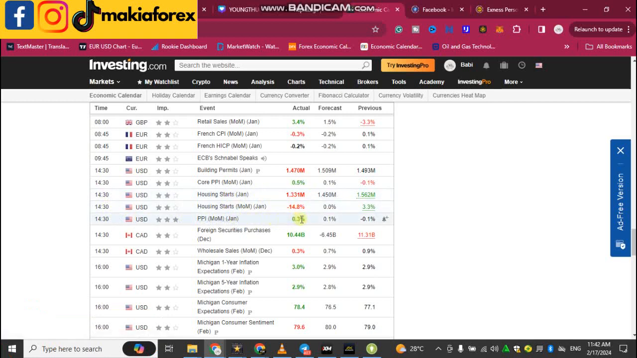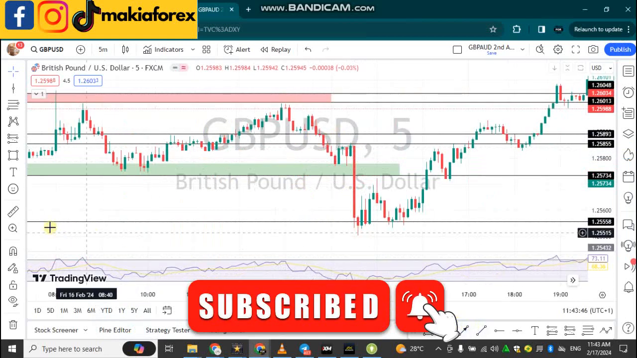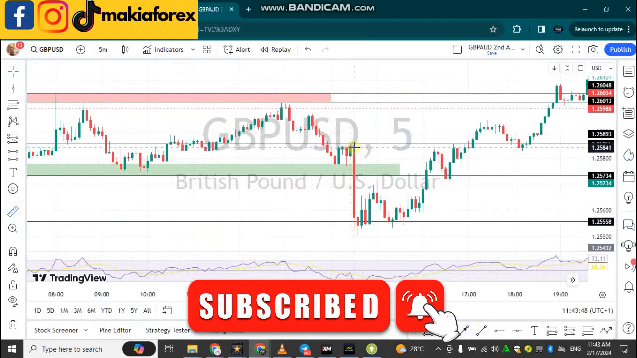But you can see that PPI was 0.3 against 0.1, and minus 0.1 was the previous. Also, the core PPI was 0.5 against 0.1, and the previous was minus 0.1. So the PPI results were very good for the USD. Now let's look at the impact on GBPUSD. Market moved bearish again because this is the news candle.